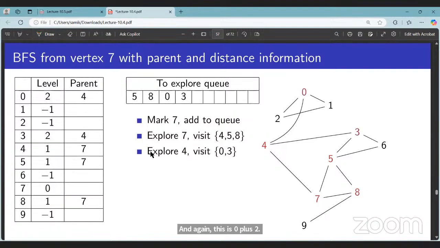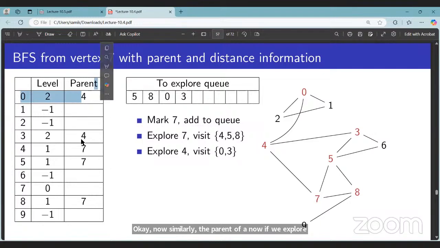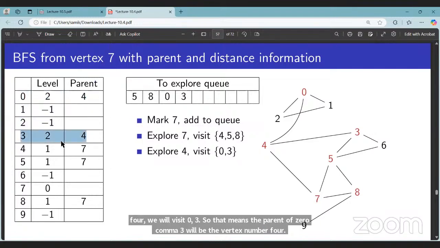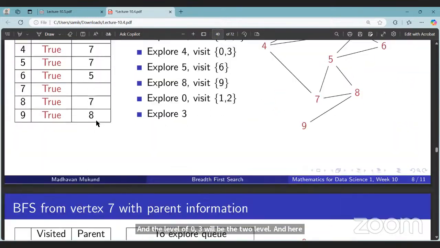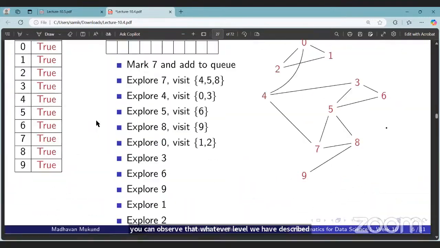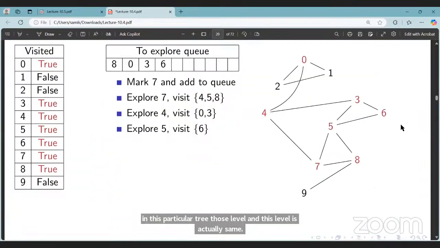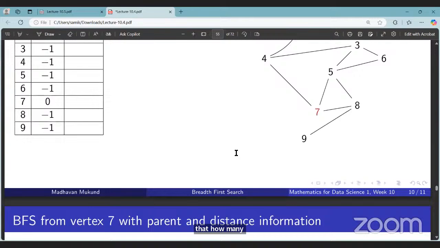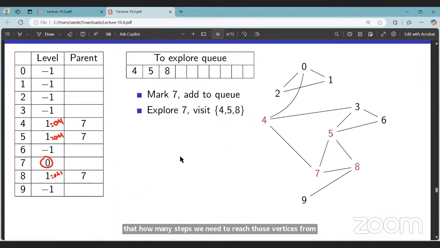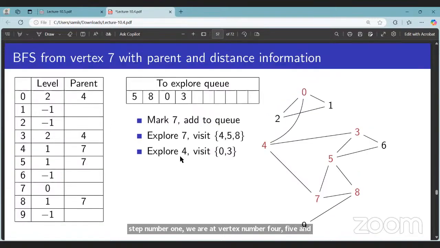Similarly, if we explore 4, we will visit 0 and 3. That means the parent of 0 and 3 will be vertex number 4, and the level of 0 and 3 will be 2. Here you can observe that the levels we have described in this tree and these levels are actually the same, because they tell us how many steps we need to reach those vertices from our source vertex. In step 0, we are at our source vertex. In step 1, we are at vertices 4, 5, and 8. In step 2, we are at vertices 0 and 3.